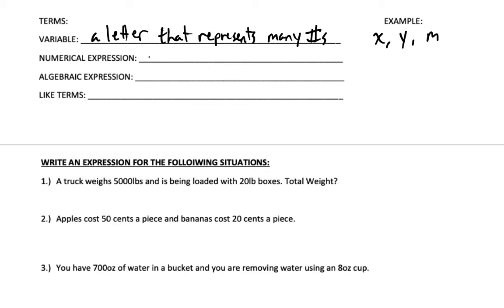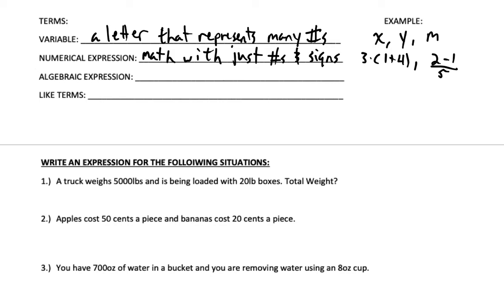What's a numerical expression? A numerical expression is a math phrase that just has numbers and operators, or numbers and signs. So math with just numbers and signs. So this could be something like 3 times 1 plus 4. It could also be 2 minus 1 divided by 5.